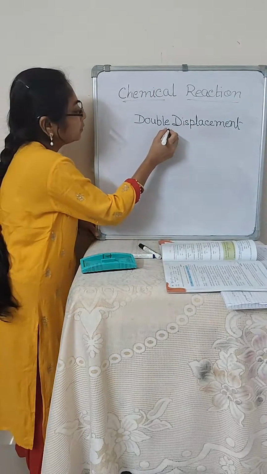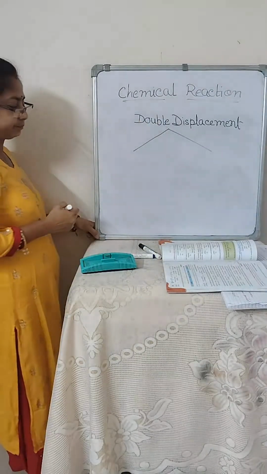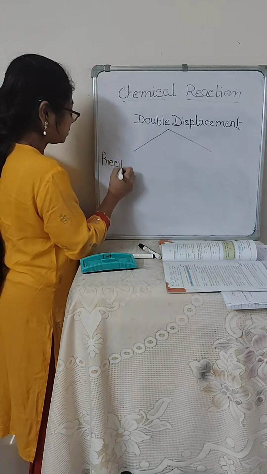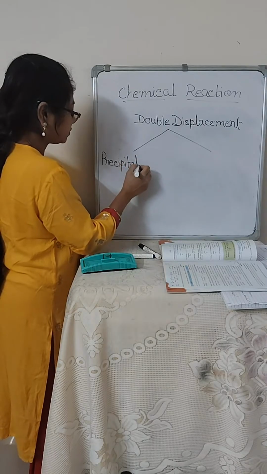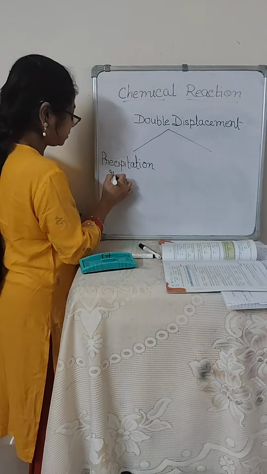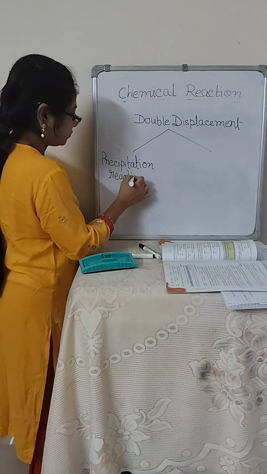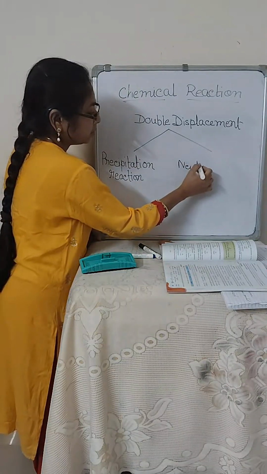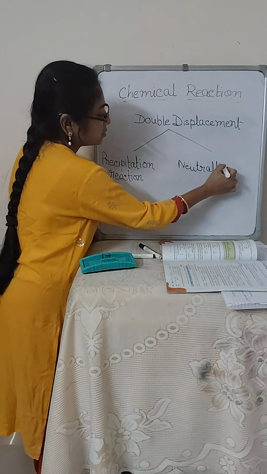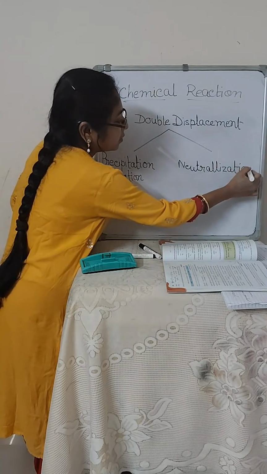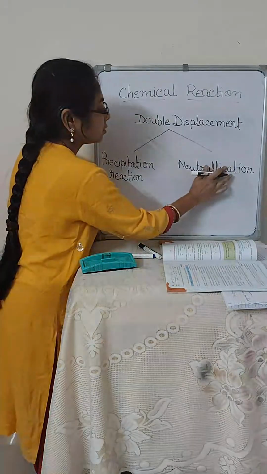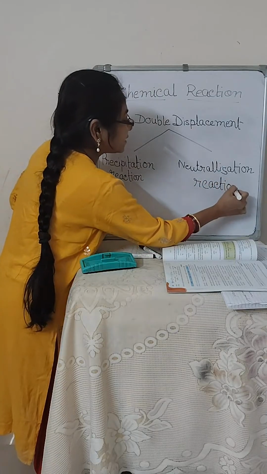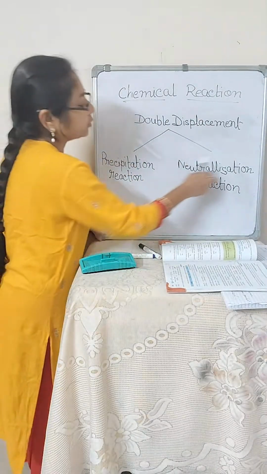Double displacement reactions are of two types: precipitation reaction and neutralization reaction.